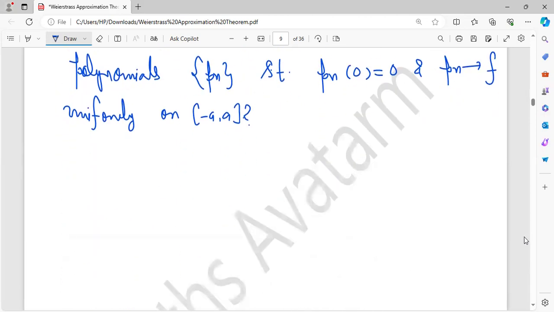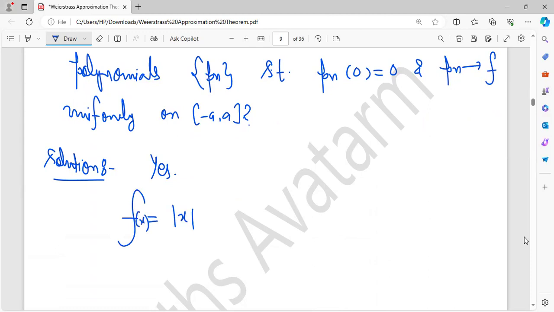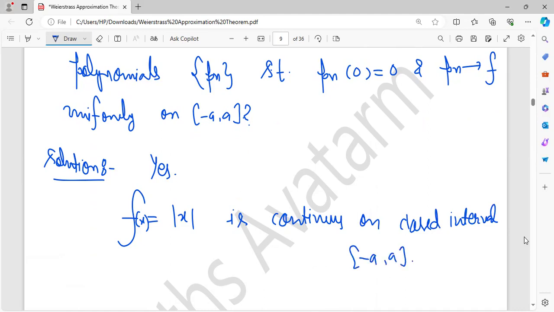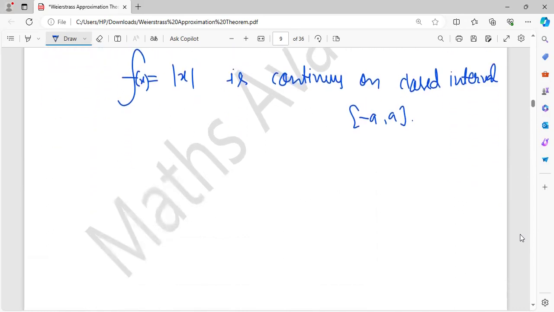Yes, this is true. How is it true? We know that f is continuous on the closed interval [-a, a]. Okay, so we can use the Weierstrass approximation theorem.